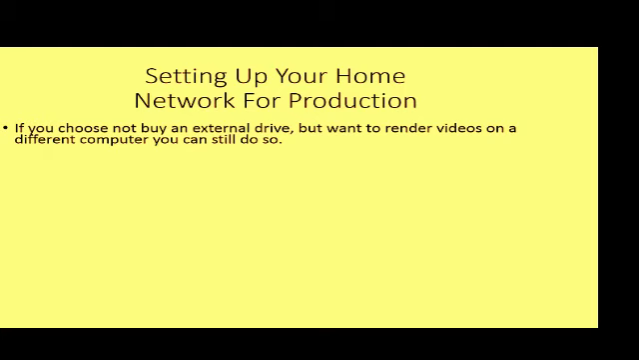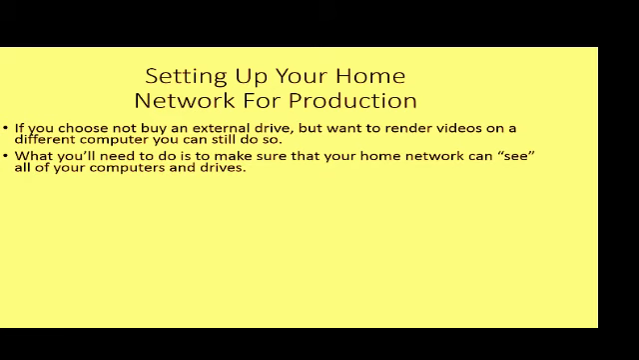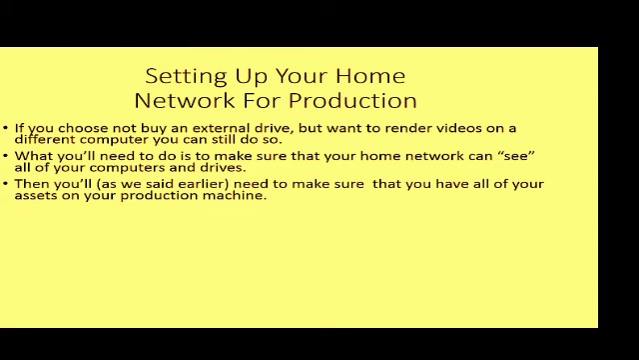But now there are other ways to do this, and if you choose not to go that route and buy an external drive, but you still want to render videos on that production machine or on that different computer, you can actually do so. Now what you'll need to do is to make sure that your home network can actually see, can actually recognize all of your computers and all of your drives. Then, as we said earlier, you'll need to make sure that you have all of your assets on your production machine. So let's take a look at what we mean by that.